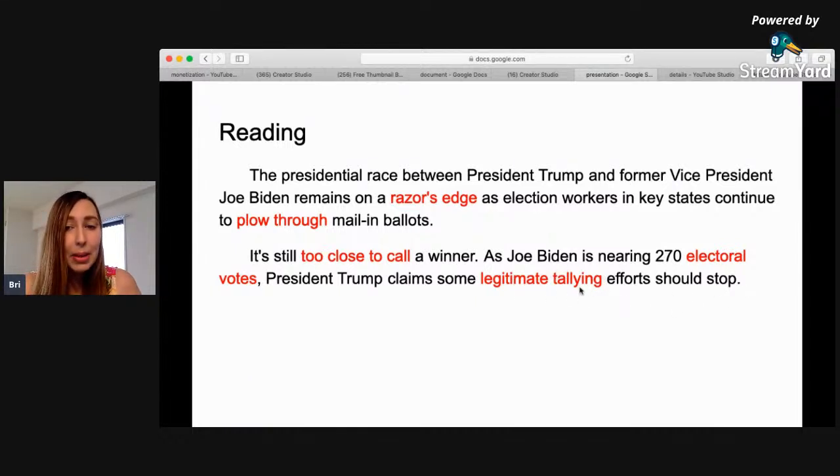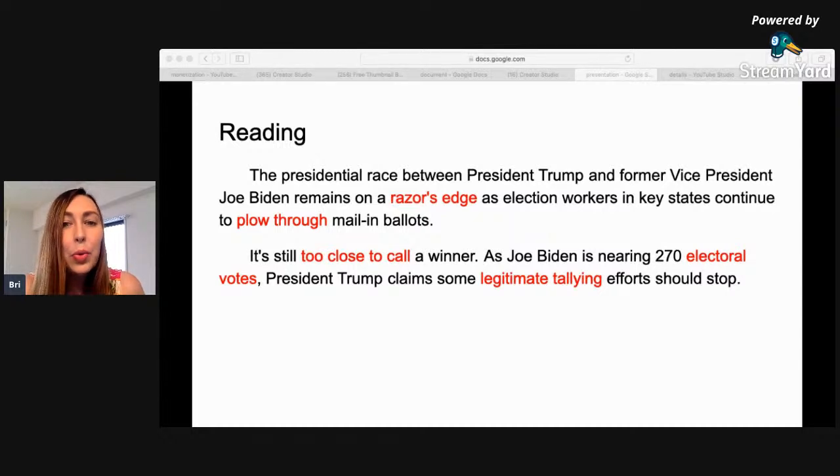So remember, tallying means counting. What are we counting? We're counting the mail-in ballots. And we're using the adjective legitimate because legitimate tallying efforts, right? So legitimate means by the book. So even though the counting of the ballots is legitimate, it is correct, it is following the rules, President Trump is claiming these efforts should stop. Okay? So, is this understandable? Do you have any questions?